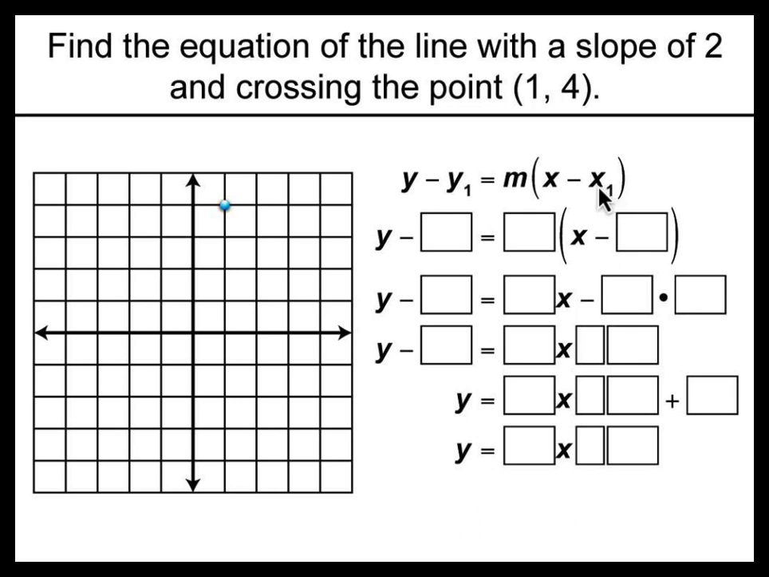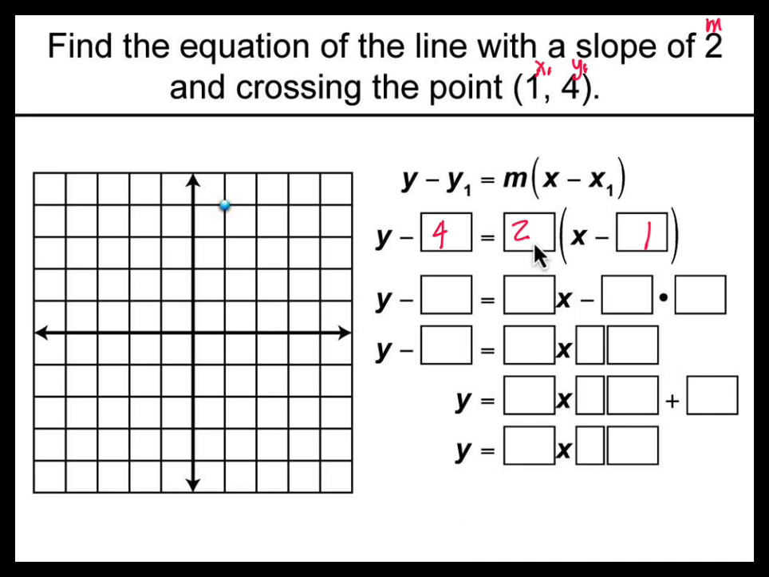So there are three values that you need: m, the slope of the line, x1, the x-coordinate, and y1, the y-coordinate. Plug these values into the point-slope form. We get y minus 4 equals 2 times the quantity x minus 1.